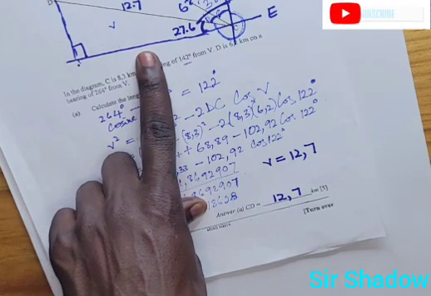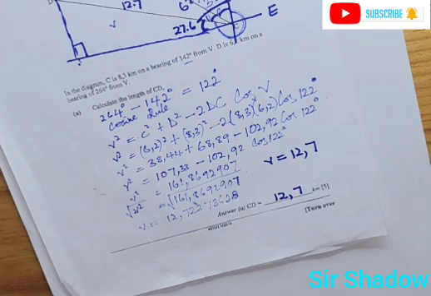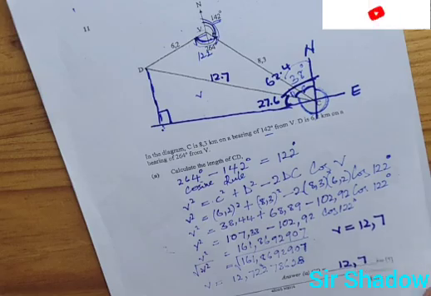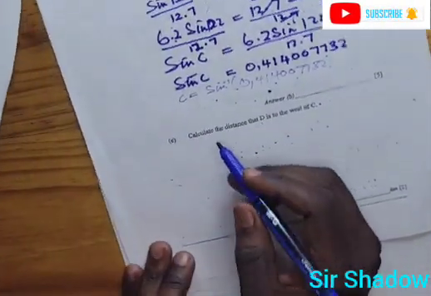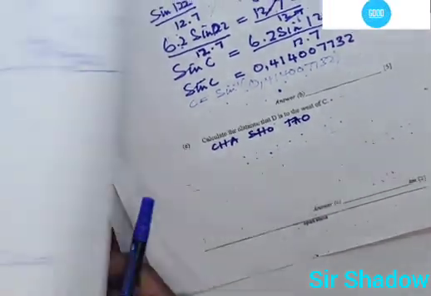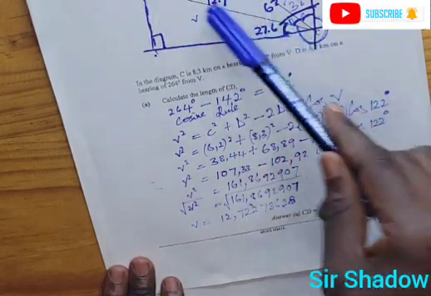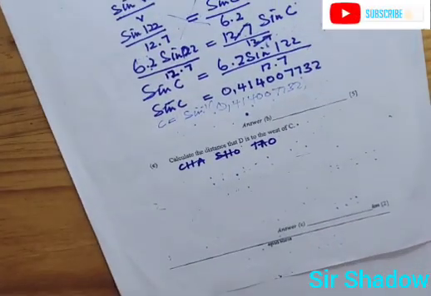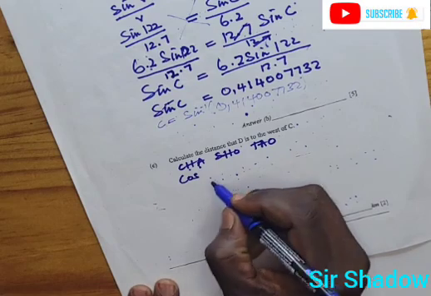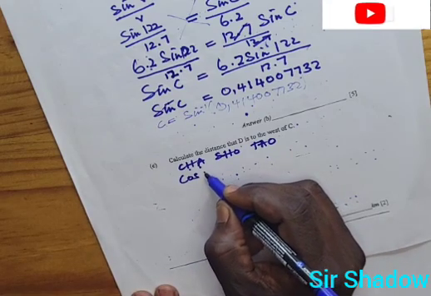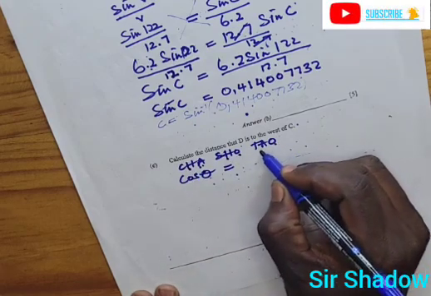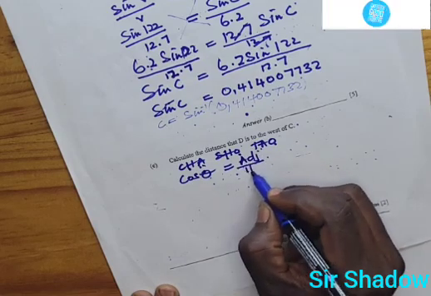For the right angle, we have to use either Pythagoras theorem or trigonometric ratios. Since we are not given two sides, we only have one side and the angle, so we have to apply trigonometric ratios. We are given the hypotenuse and want to find the adjacent. We have to say cos theta is equal to adjacent over hypotenuse.